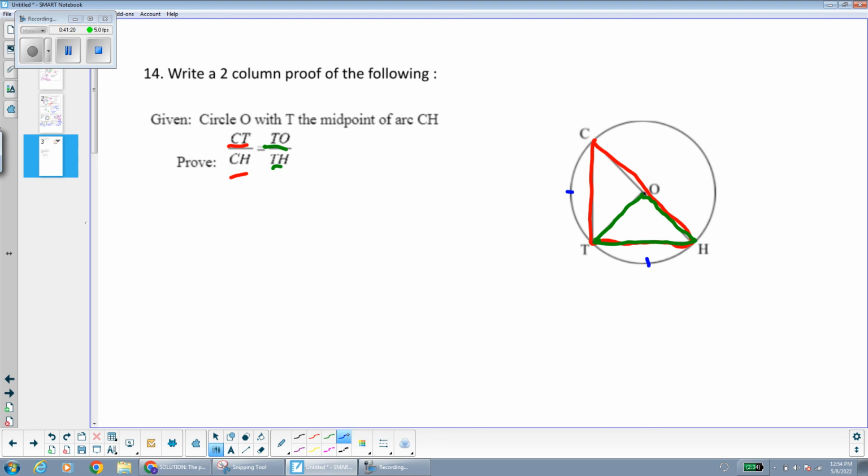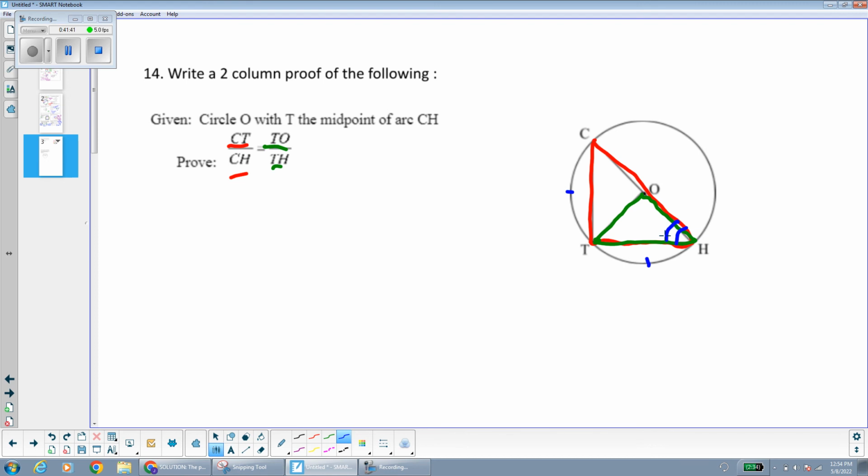Now already I see that they share angle H. So I'm going to just mark that. Angle H is congruent to itself by the reflexive property. We're interested in angles, not sides, if we're proving triangles similar because we want AA, and I already have a pair of angles, so I just need one more pair of angles.